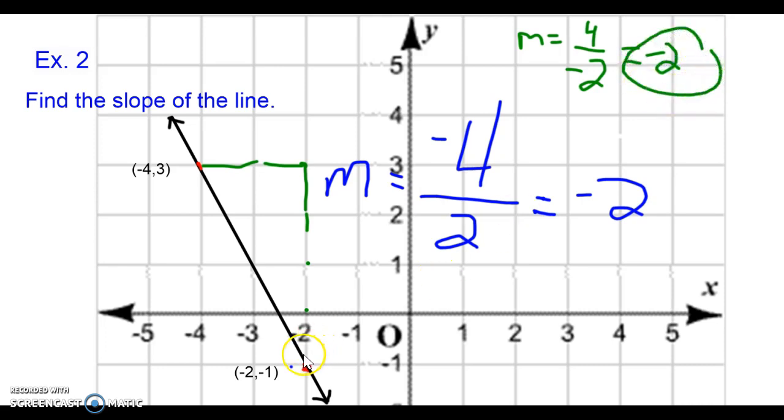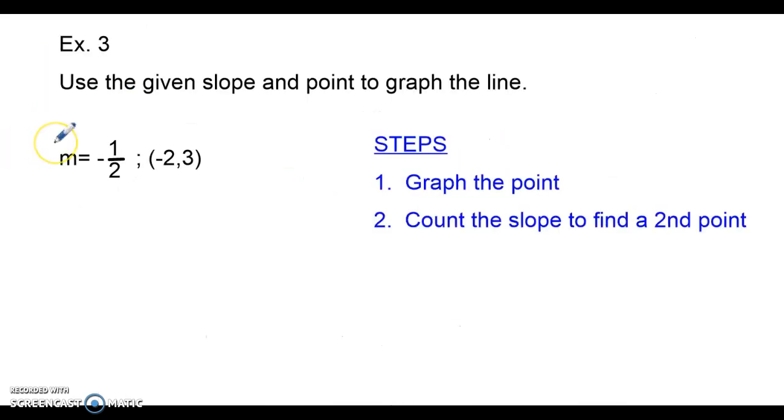So really it doesn't matter which point you begin at, as long as you appropriately count rise over run. Again, when you go up on rise, it's positive. If I count down on my rise, that's obviously negative. To the right is positive on my run, and if I go left, it's negative. Just look at the number lines if you get confused. Okay? All right, let's move on. Let's take a look at number 3.